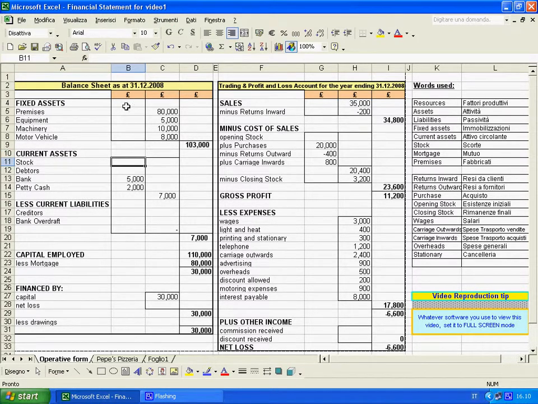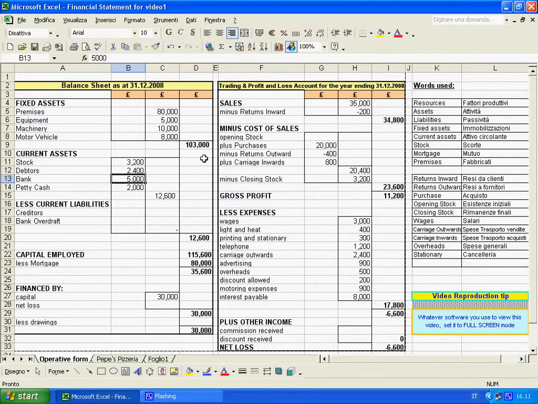Stock. We have already known, working with the profit and loss account, that we have closing stock. That means that we have controlled the warehouse and found that we have goods unsold for £3,200. Debtors. Have we sold goods that haven't yet been paid by the customers? Yes. The amount of this is 2,400.